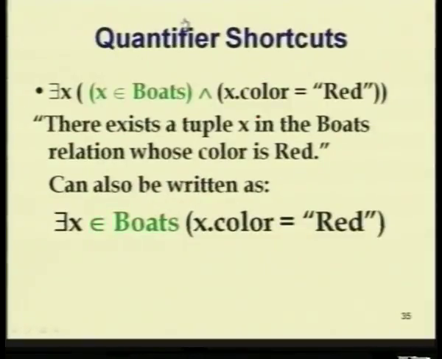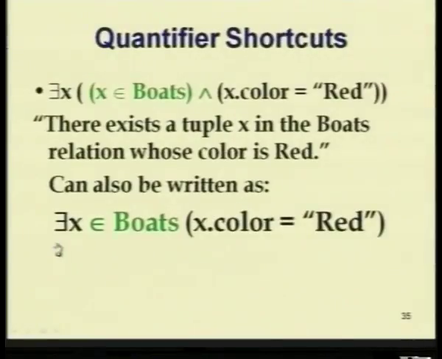Now let us look at the existential quantifier. This is the same thing, but what this says is there exists an x where x belongs to the boards relation and x dot color equal to red. This says that x is a tuple in the boards relation, and at least one tuple will have its color equal to red. So, it can also be written as there exists an x belonging to boards where x dot color is equal to red.